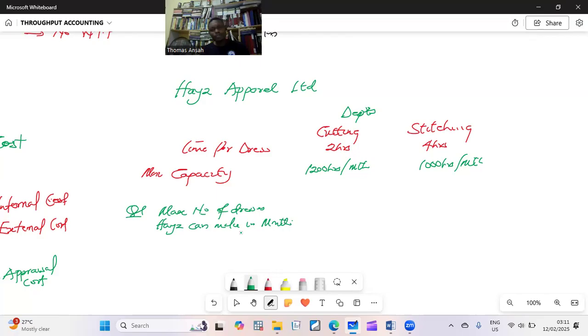All right. If I want to know the maximum I think he can make, if a dress takes 2 hours to cut, 4 hours to stitch, and the human being takes 1,200 hours for cutting, and the machine takes 1,000 hours a month for stitching it, then he can actually produce a dress by looking at, I have 1,200 hours out of 2 hours. That means that he can actually cut 600 cloths.